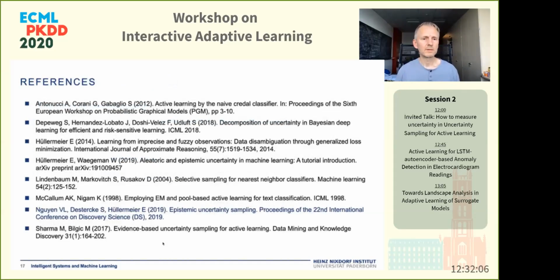All right. So here is a list of references. One maybe I can highlight. This is our first conference paper on this idea of epistemic uncertainty sampling. Currently, we have an extended version of this paper submitted to a journal. It's still under review.